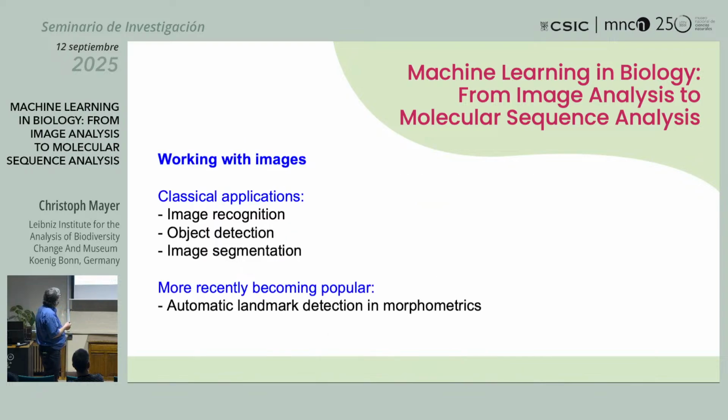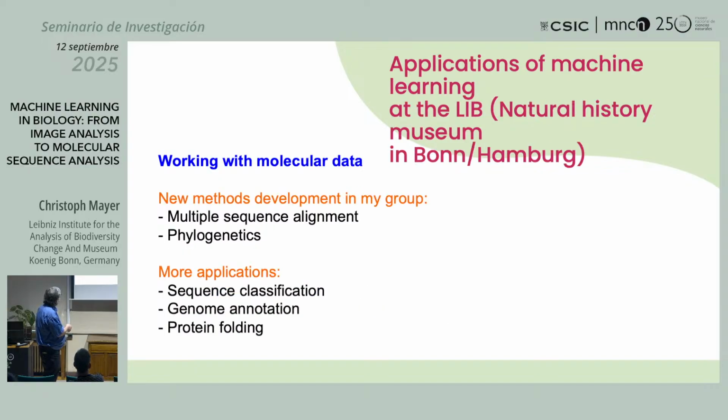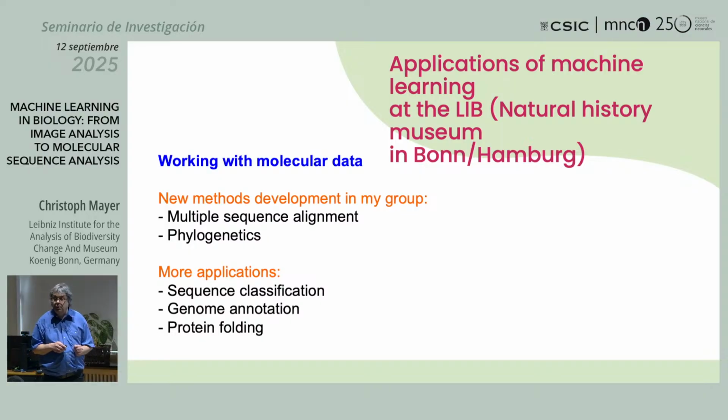So in biology, we are working with image recognition, object detection, and image segmentation. More recently, it also became popular to do landmark detection for morphometrics. We also apply this for multiple sequence alignment, phylogenetics, sequence classification, genome annotation, and protein folding. These are also applications of neural networks, typically in biology.